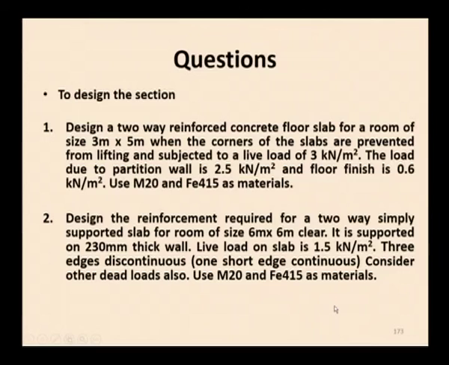The second problem: design the reinforcement required for a two-way simply supported slab for a room of size 6 meter by 6 meter clear. It is supported on 230 mm thick wall. The live load on the slab is 1.5 kN per meter square. In this case, 3 edges discontinuous, 1 short edge continuous. Consider other dead loads also and use M20 and Fe 415 as materials. From these two problems we can get much experience in the design of two-way restraint slab.